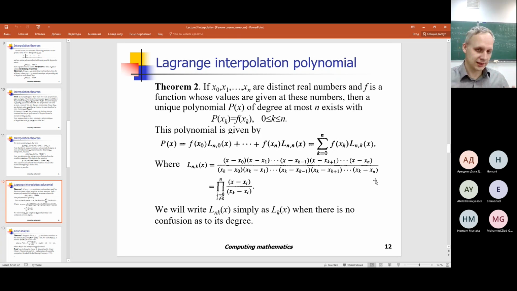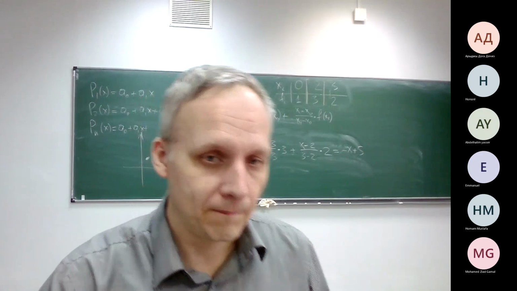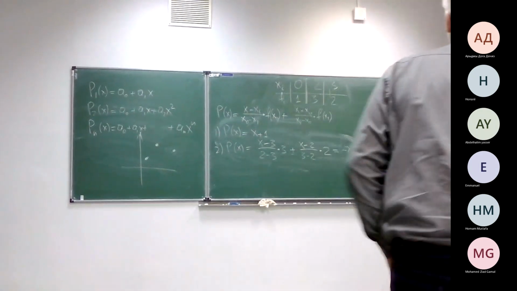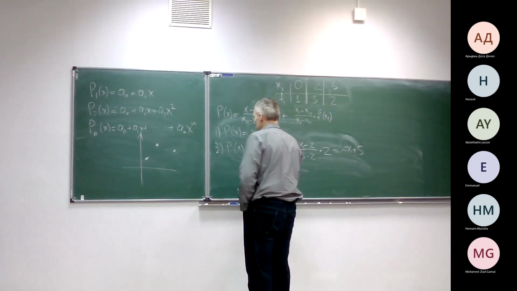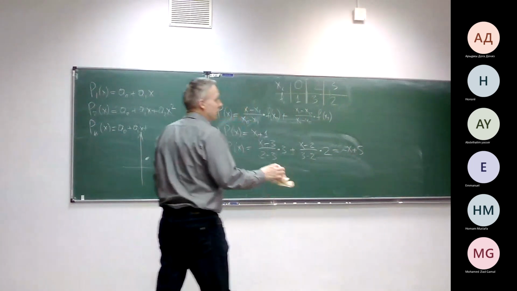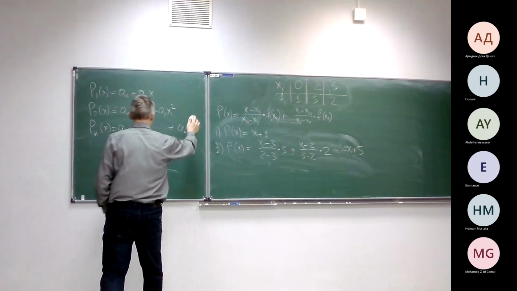I think it's hard to understand this formula for the polynomial of degree n. So now I will write on the board the particular case of this formula for degree 2. I close the presentation, switch to the video, and write on the board the formula for the polynomial of degree 2.